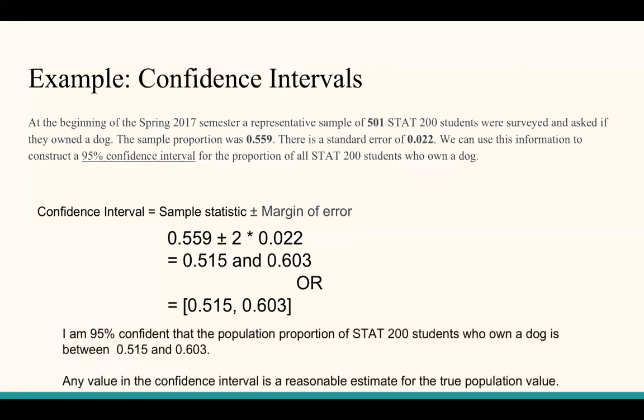And then you can make a conclusion statement about it. Say, I am 95% confident that the population proportion of Stat 200 students who own a dog is between 0.515 and 0.603. So remember, we use the population proportion in our concluding statement. We always want to speak in terms of the population for that.